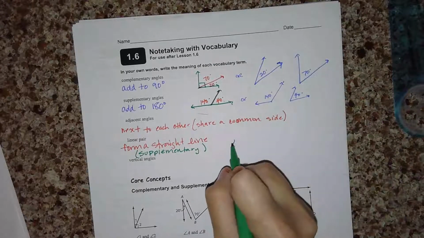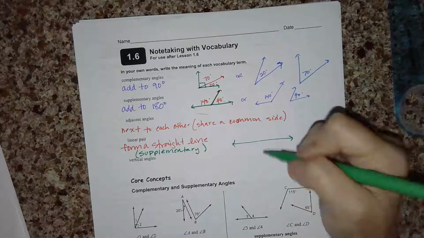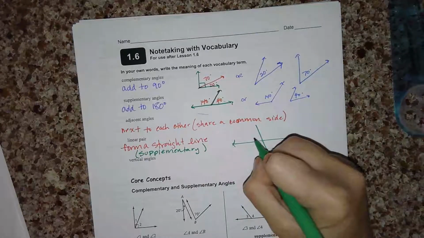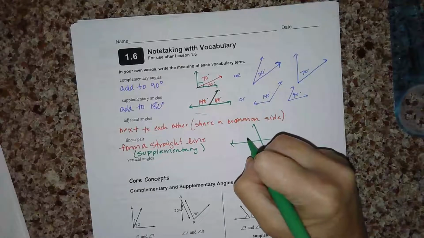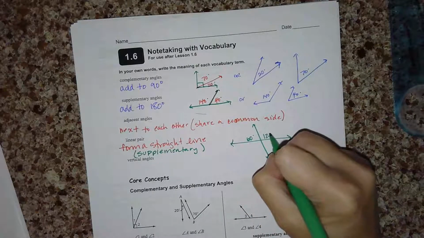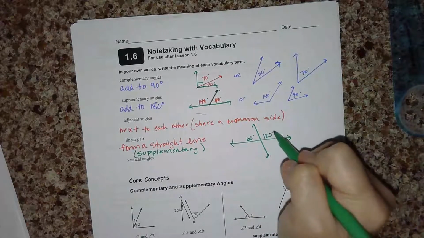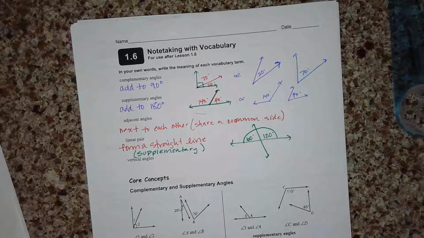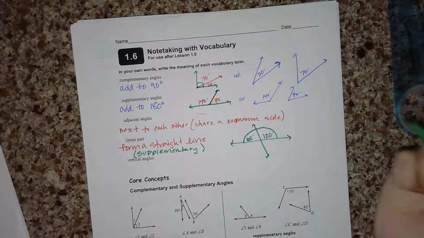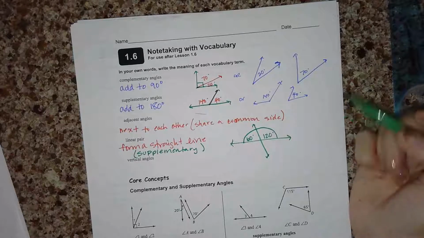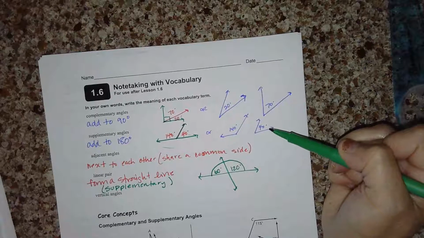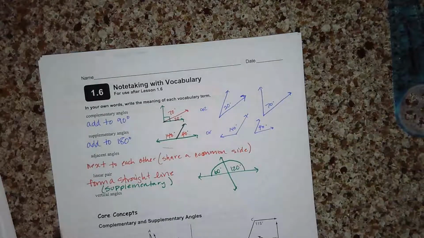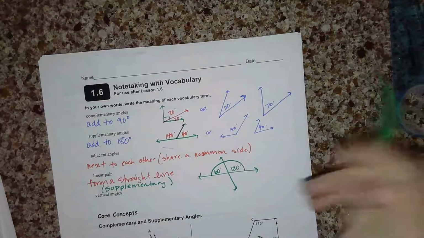So I'm just going to redraw an example. Two angles that form a straight line. Let's say this is, I don't know, 60 degrees and this is 120 degrees. These two angles together form a straight line, so we would call them a linear pair. These two angles, even though they add up to 180 degrees, are not considered a linear pair because they do not form a straight line. They're just two separate, unconnected angles. They don't form a line.